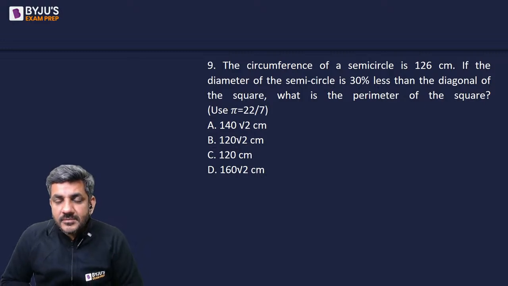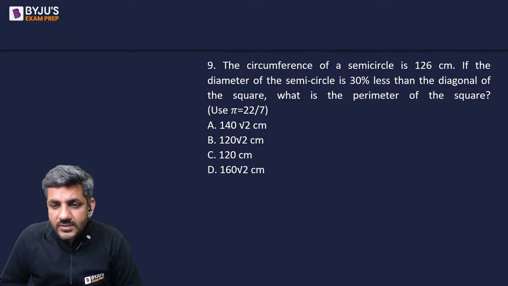The circumference of a semicircle is given. The diameter of the semicircle is 30% less than the diagonal of the square. What is the perimeter of the square?